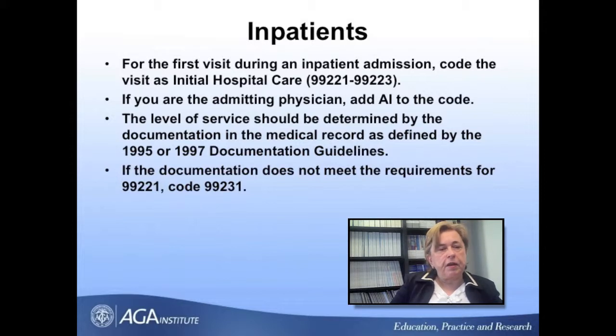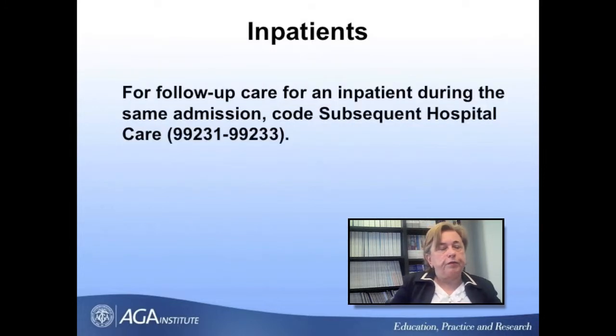If your documentation does not meet the criteria for the lowest level hospital admission code, 99221, you would code a subsequent hospital visit, 99231 to 99233, again, depending on the documentation in the medical record. For follow-up care after that initial evaluation, you would bill the subsequent hospital care codes 99231 to 99233.